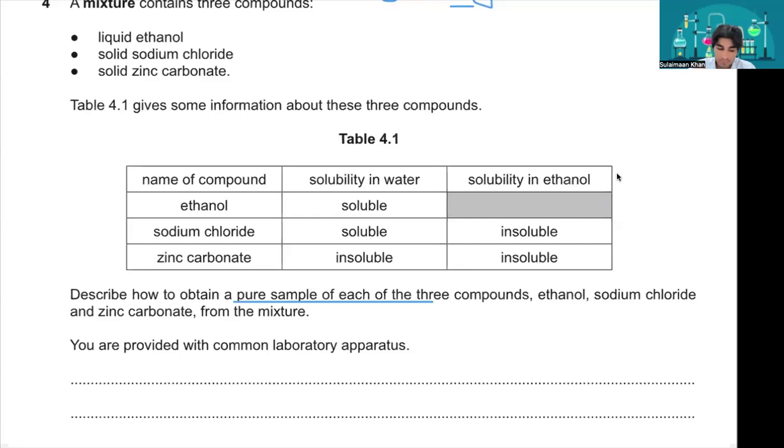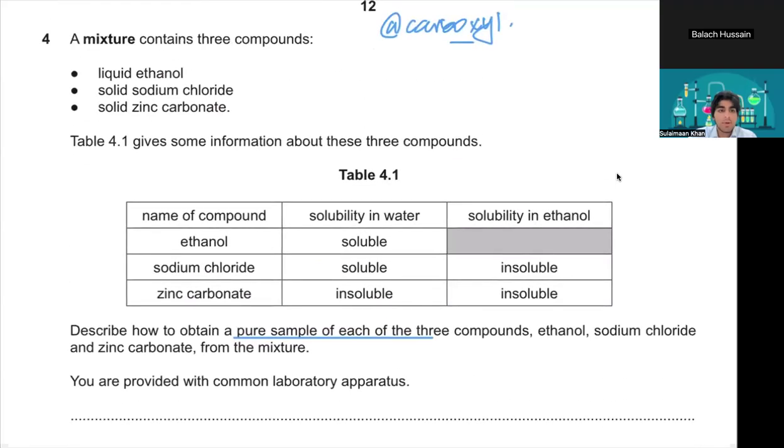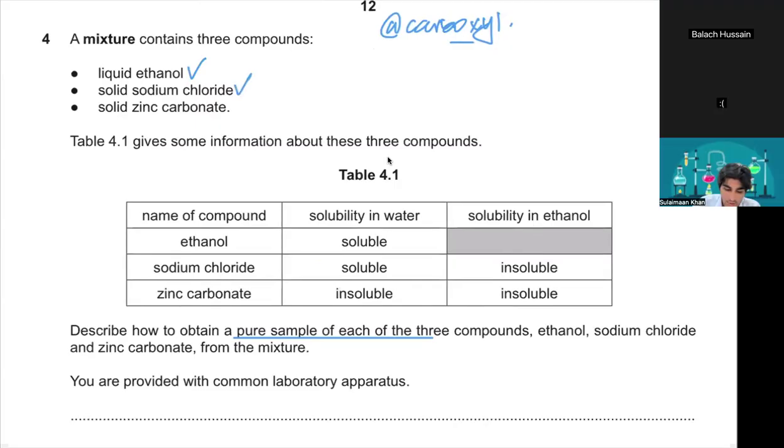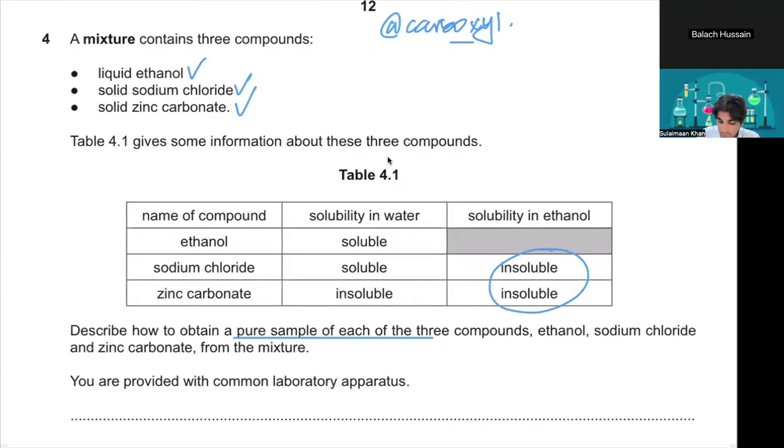Okay. Now, think about it. What can I do? The initial mixture has liquid ethanol and solid sodium chloride and solid zinc carbonate. These are both insoluble. So what should I do initially?